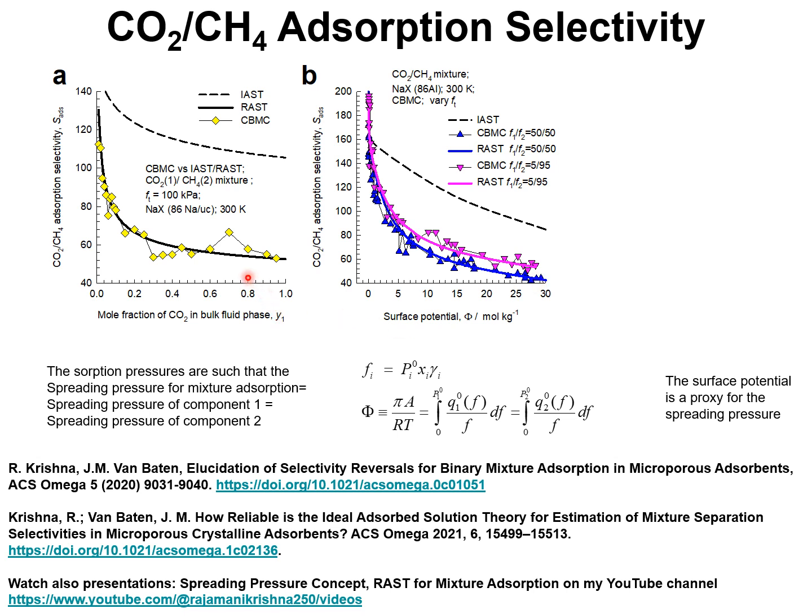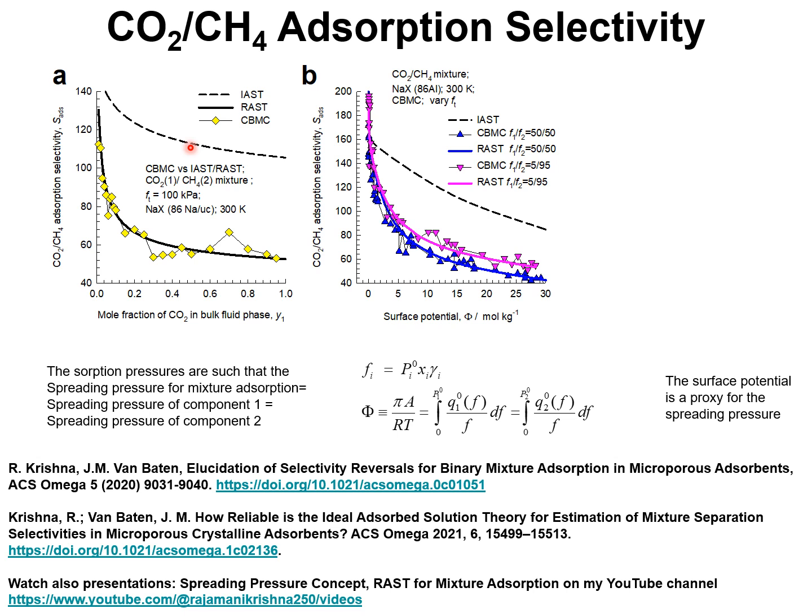We conducted 3 types of CBMC simulations. In one set, the total bulk gas phase fugacity was held constant at 100 kilopascals, and the composition of CO2 in the bulk fluid phase mixture was varied between 0 and unity. And we see that the adsorption selectivity for CO2 with respect to methane is significantly lower than the selectivity anticipated by the ideal adsorbed solution theory.